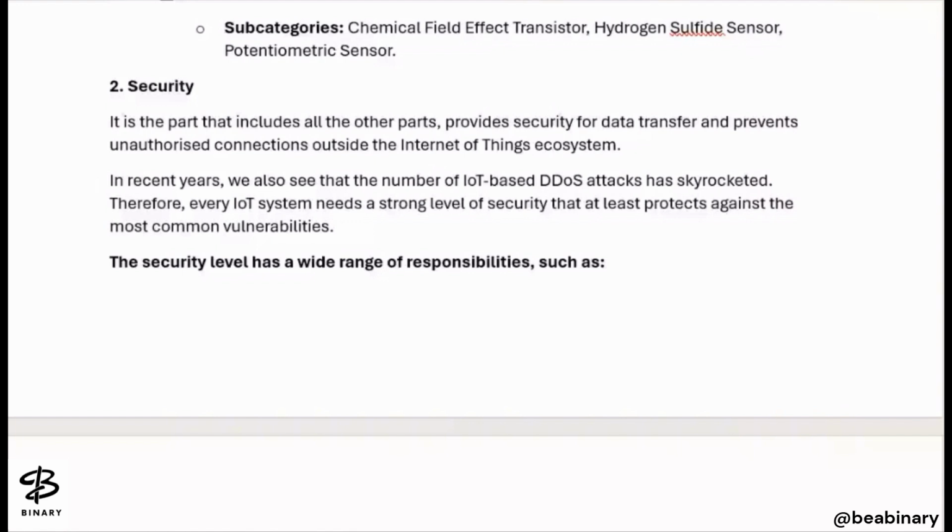So we also see the number of IoT devices or the attacks have skyrocketed. Therefore, every IoT system needs a strong level of security that at least protects against the most common vulnerabilities. अब क्या है? First is the access. Who can access, right? So access control, security की अगर बात करें तो how it should be maintained, access control to the IoT network.